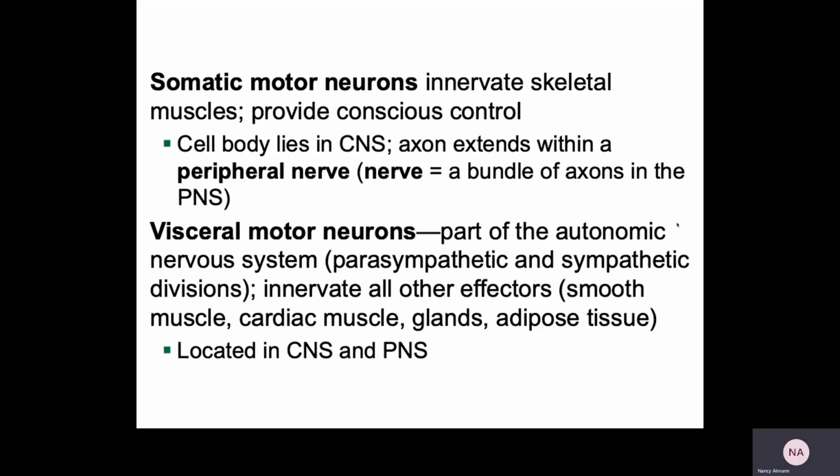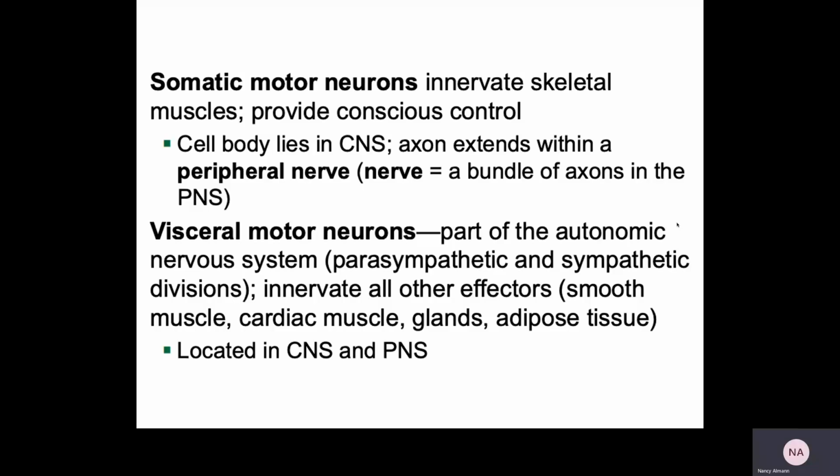We know we have to have motor neurons. There will be two types. Somatic motor neurons are going to provide information to skeletal muscles. You have conscious control over those. The cell body of these is going to lie within the central nervous system. The axon will extend out through a peripheral nerve, which is a bundle of axons in the PNS.